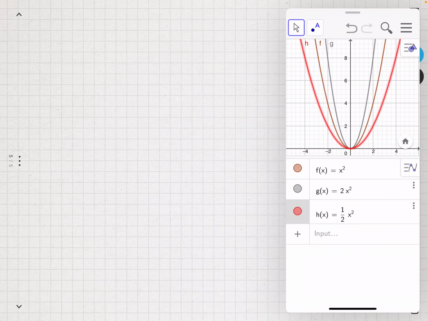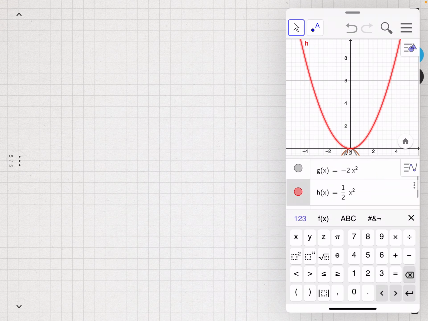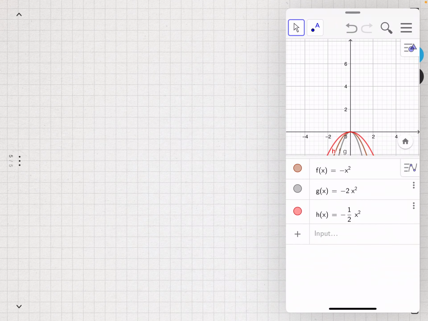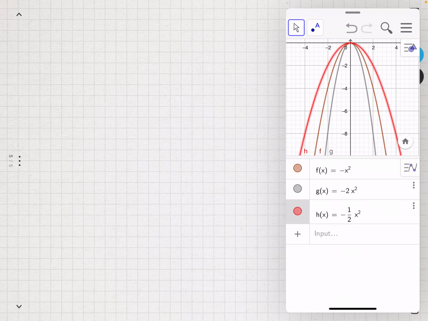Let me go ahead now and reverse the sign. So instead of just a 1, we have a negative 1. Instead of a 2, we have a negative 2, and instead of the half, we have negative 1/2. Now I need to move this up, because what we end up seeing is they all open down, and instead they now have a maximum at that point. You're like, well, that's fine, that's what a graph looks like, these make parabolas, but how do I actually do anything with them?